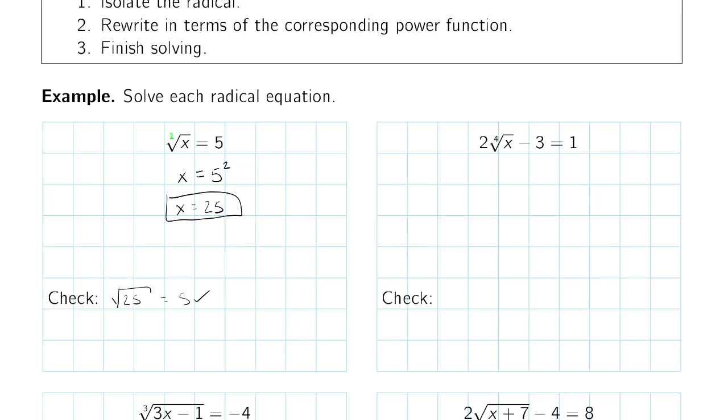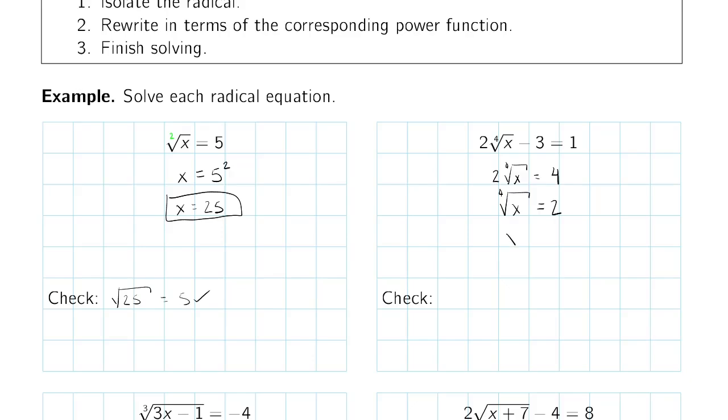We can check the square root of 25 really is 5. In this next example, we have the fourth root of x, but that's not by itself. That's not isolated. So first we need to isolate that. We'll add 3 to both sides, and now we have 2 times the fourth root of x equals 1 plus 3 is 4. Then we'll divide both sides by 2, and we'll have the fourth root of x is 4 divided by 2 is 2.